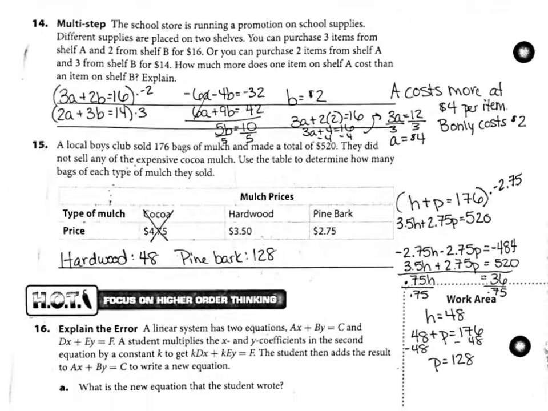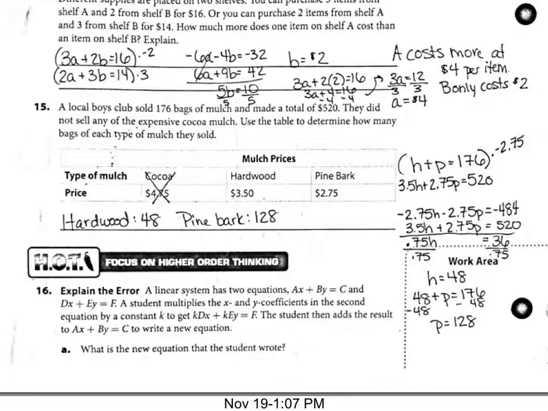15, they kind of tried to throw you off there by adding an extra category, but right here, they did not sell any of the expensive cocoa. So as soon as I saw that, I crossed it out, and we were left with hardwood and pine bark. So hardwood plus pine bark equals 176 bags, and then the cost of each bag to get to the total of $5.20. I then multiplied by -2.75. It would have been just as easy to multiply by -3.5, so that would have been fine too, to get 48 hardwood bags and 128 pine bark bags.